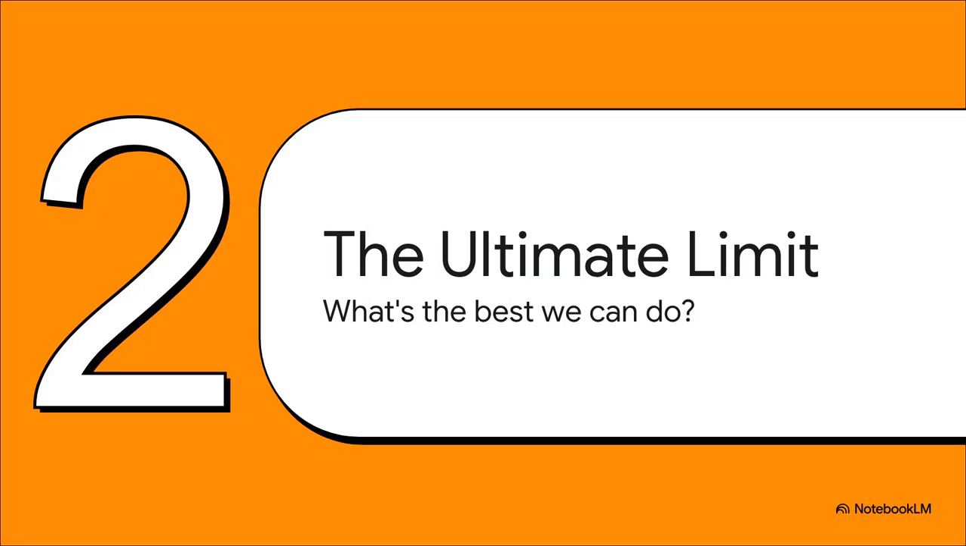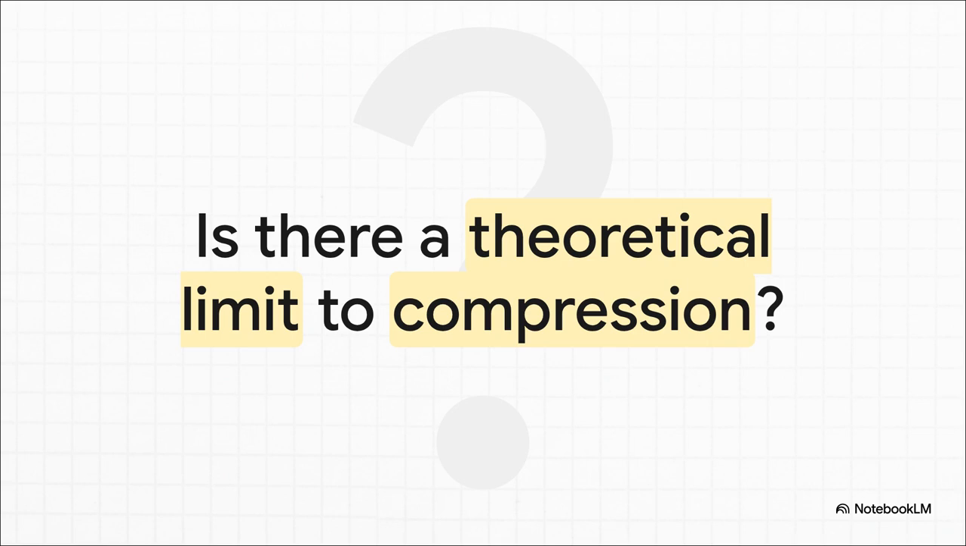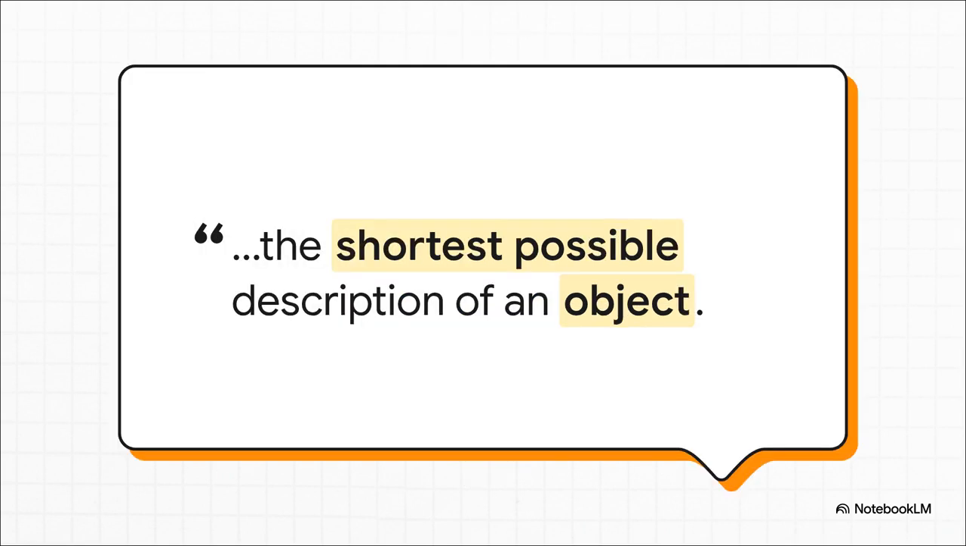All right, let's move on, because this all builds to a much deeper, much more profound question. This is where we shift from the practical into the philosophical side of information itself. If we can always search for patterns, is there a limit? Is there a point where something is just so random it can't be compressed anymore? The answer lies in this incredibly powerful concept. It defines the absolute rock-bottom limit of compression as simply the shortest possible description of an object.